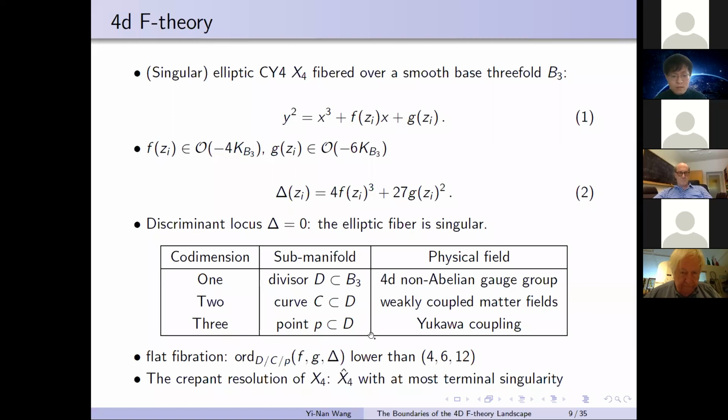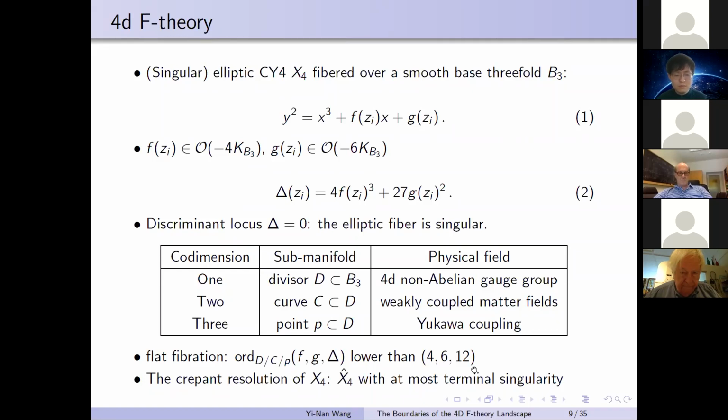But there's also an important point I want to say here. For these physical fields, I always require that the order of vanishing of these functions, f, g and delta, is lower than a certain value, that is 4, 6, and 12 for f, g and delta. This is also known as the flat fibration condition in the elliptic fibration. So you may wonder what happens if this bound is violated, and I will explain this point in more detail in the next slides.